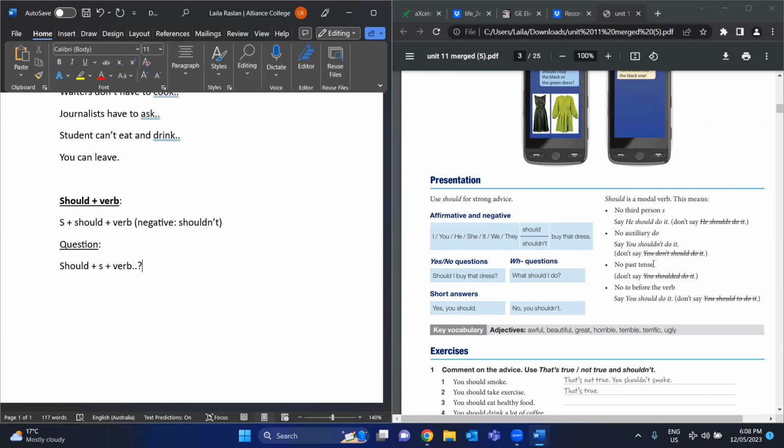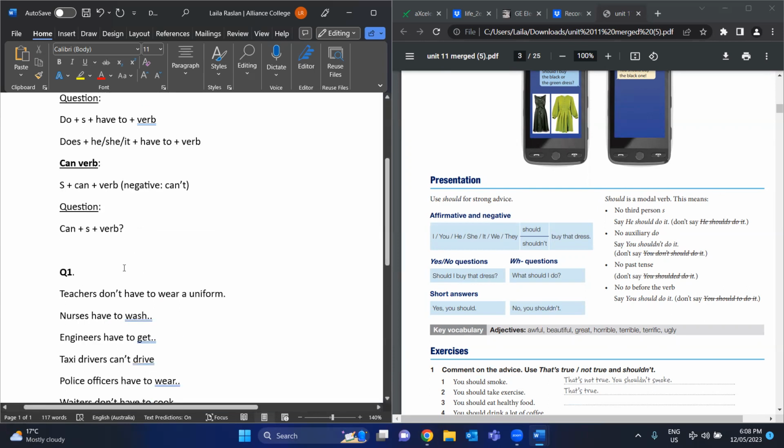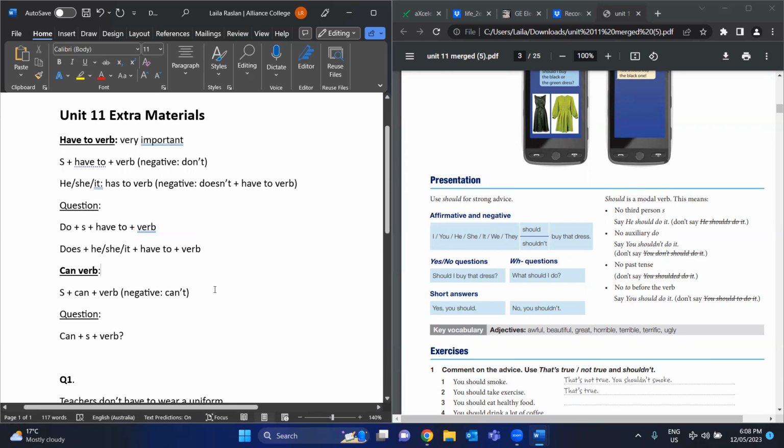I can smoke in the class. I can't smoke in the class. Yeah, I can't. It's not allowed. So can't means not allowed.